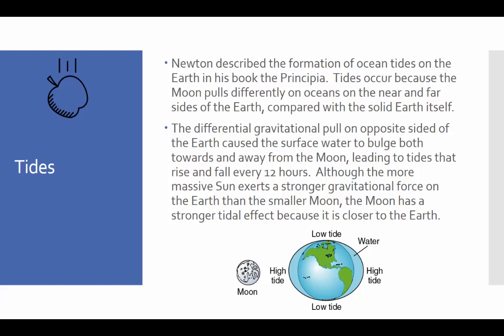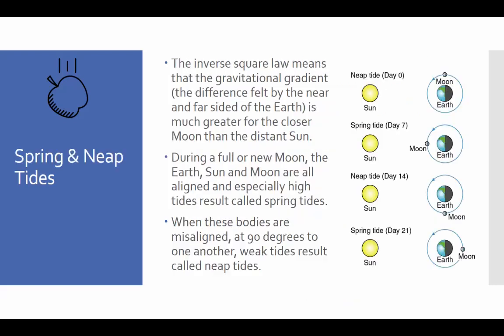Although the more massive sun exerts a stronger gravitational force on the Earth, the moon has a stronger tidal effect because of how close it is to the Earth. Now, there are two different types of tides that I'd like to talk about, and those are spring tides and neap tides. And this depends on where the sun, earth, moon system is set up.